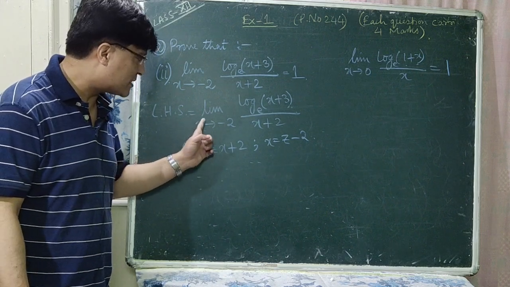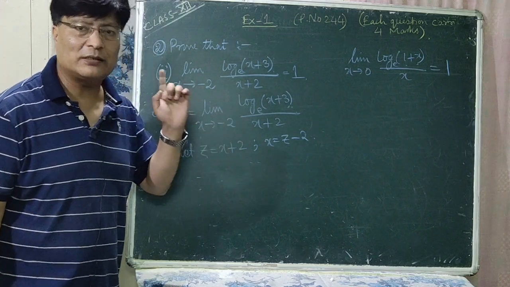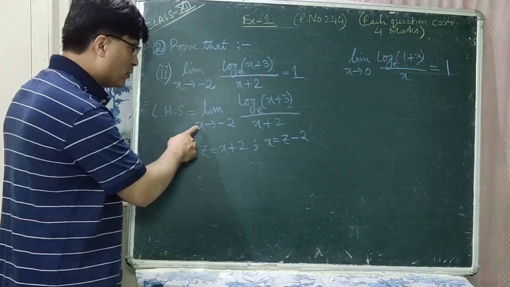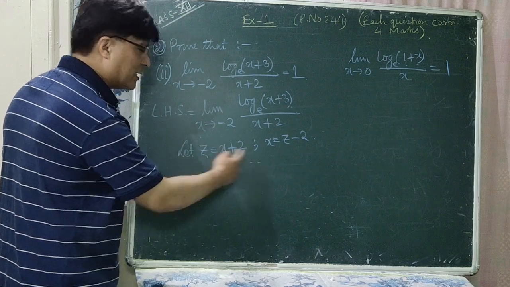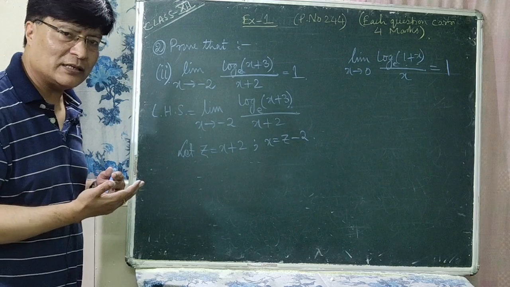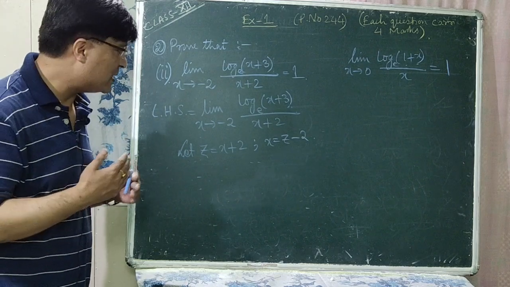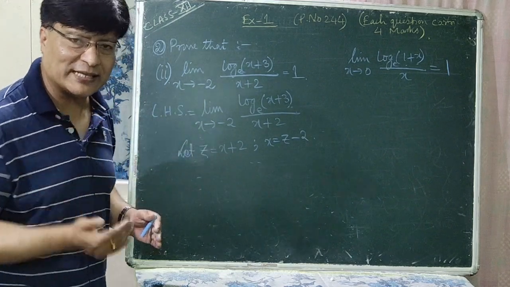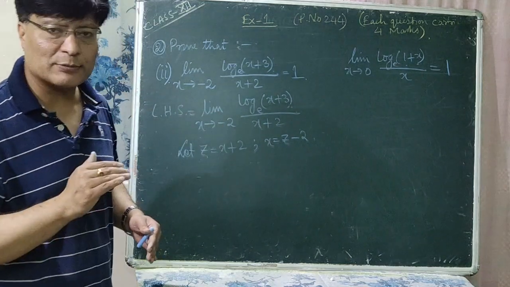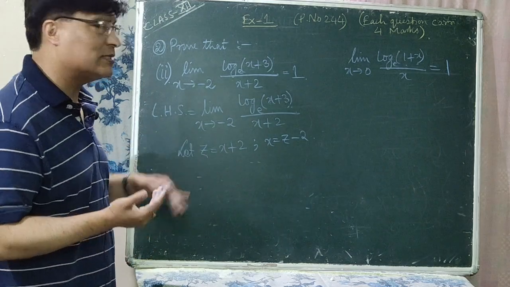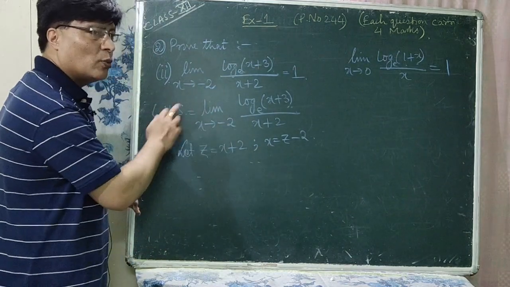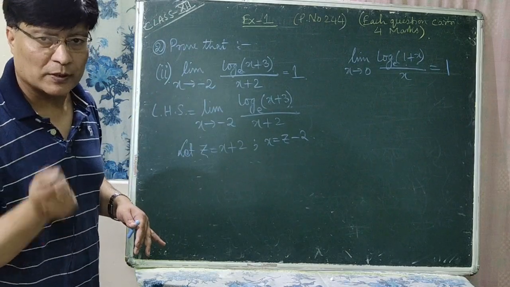So when x tends to minus 2, what does z tend to? If x tends to minus 2, you have to find what z tends to. Okay? Because we are changing the variables. You have to change the limit also. Before substitution x was the variable, after substitution z is the new variable. That means when x tends to minus 2, what does z tend to?